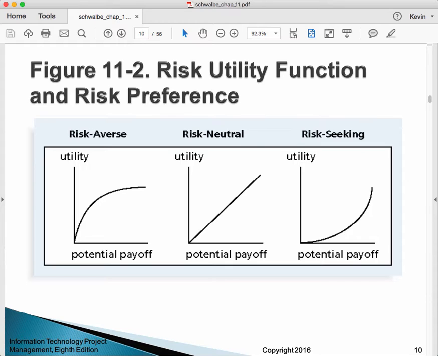Risk seekers have the opposite, okay? They're not as interested in activities that don't have variability. I think they're kind of boring. So as the variability in the activity goes up, they get more and more interested.